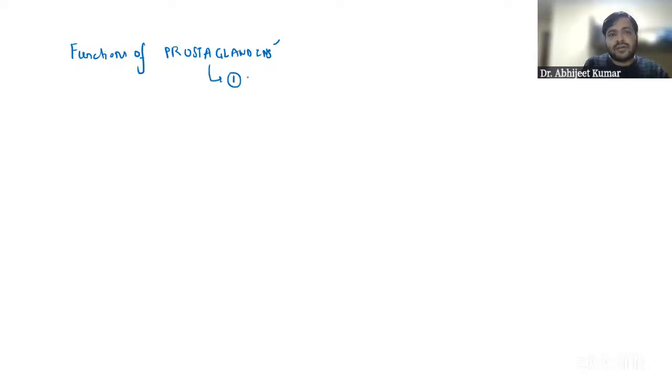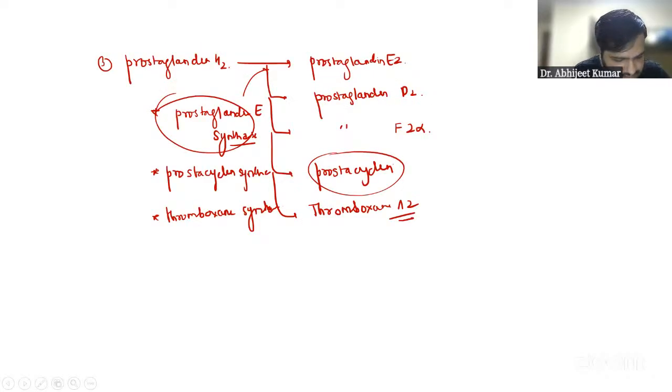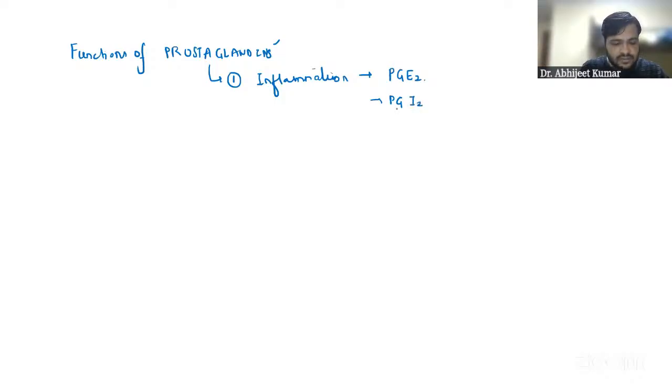Firstly, we have already discussed inflammation. For inflammation, we have prostaglandin E2, and we also have prostacyclin, guys, right? So basically PGI2 and PGE2 are the key mediators of inflammation, right? Now, what do these do?